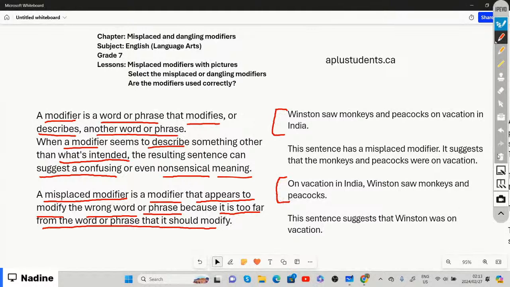So once again, a misplaced modifier is a modifier that appears to modify either the wrong word or the wrong phrase because it is too far from the word or the phrase that it should modify.